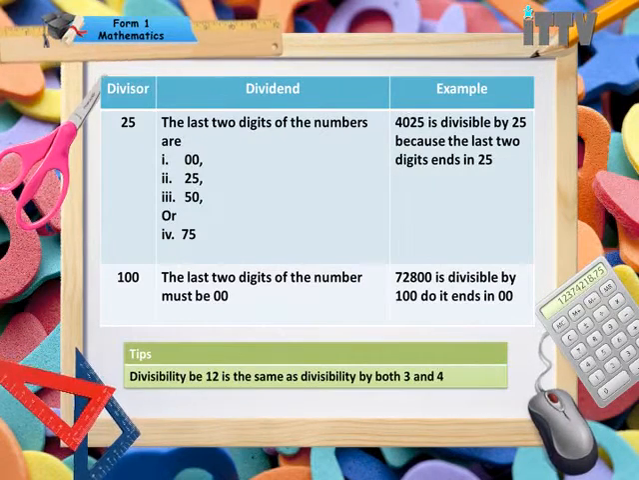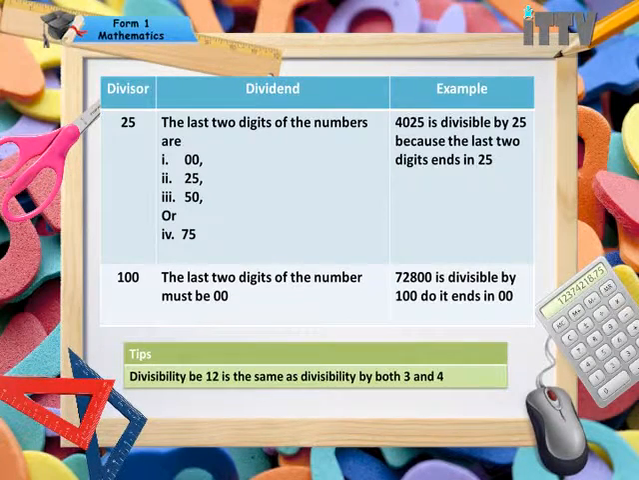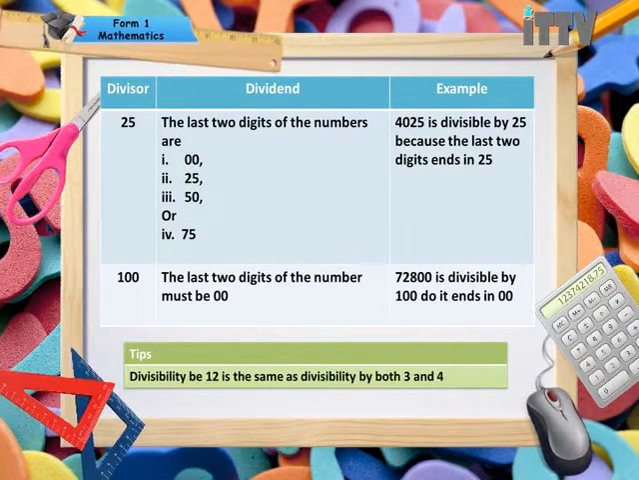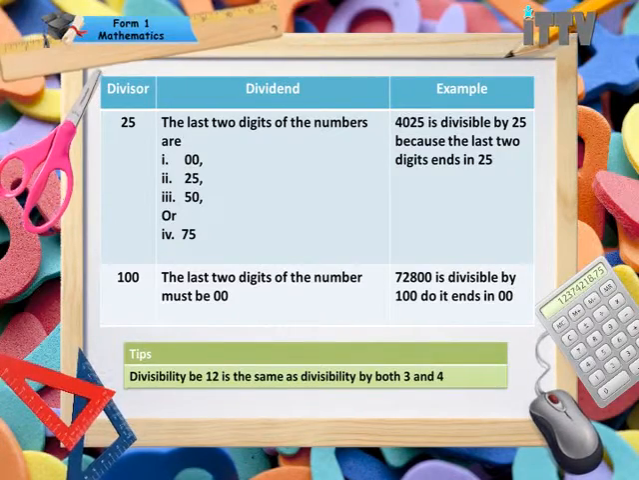Now, as a tip for you guys out there, remember the divisibility of 12 is the same as the divisibility by both 3 and 4. Now, I know students that this looks more like a reference, right? Although it is that way, I would like to make it much clearer to you by showing you a few illustrations on the board. Let's take a look.